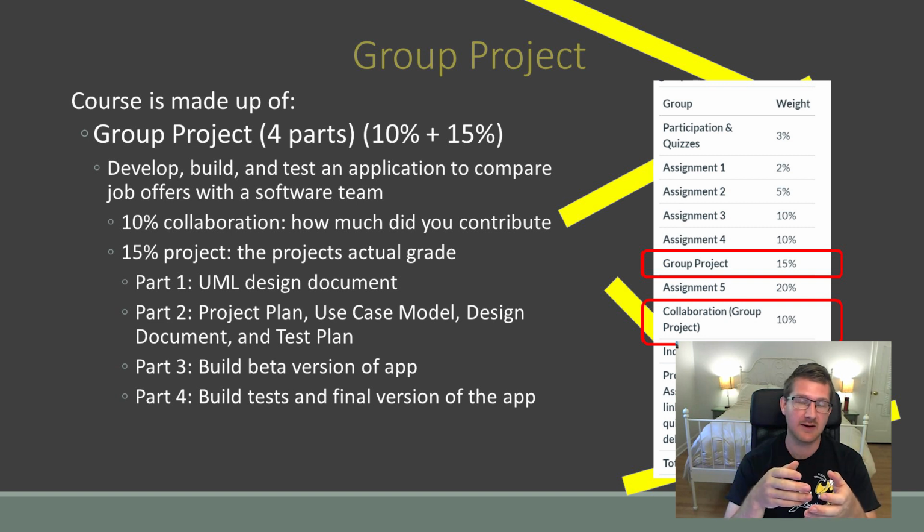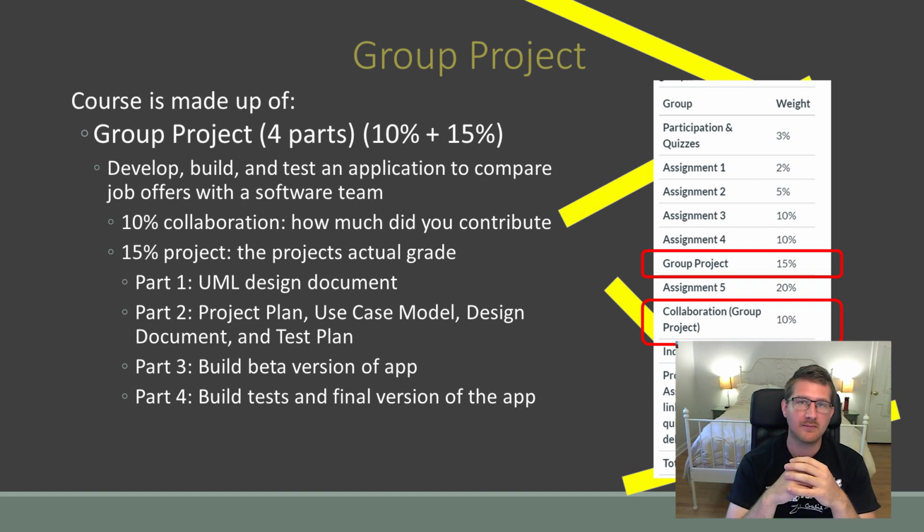The 10% of the grade that comes from collaboration basically comes from, at the end, after the project is completed, you will fill out a survey that just says how much did each group member actually contribute to the group. As long as your group works together and you contribute fine to your group, you'll get the full 10% for this.